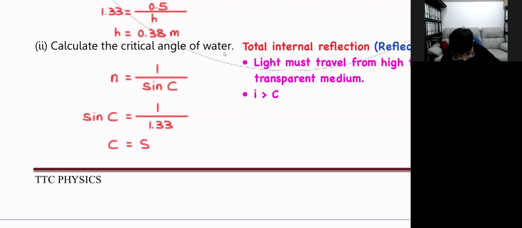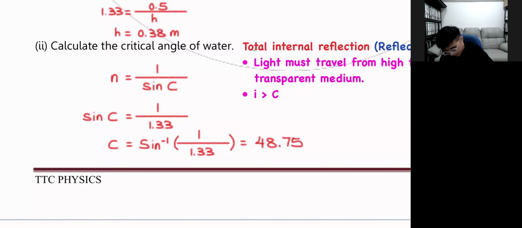It's not called shift sine, because in class I heard a lot of students call this thing shift sine. Shift sine is how you press the calculator. If you want to get sine inverse on the calculator, you press shift, then sine. But this thing is called sine inverse. So sine inverse of 1 over 1.33: press your calculator, 1 divided by 1.33, and then sine inverse of that value will be 48.75 degrees.